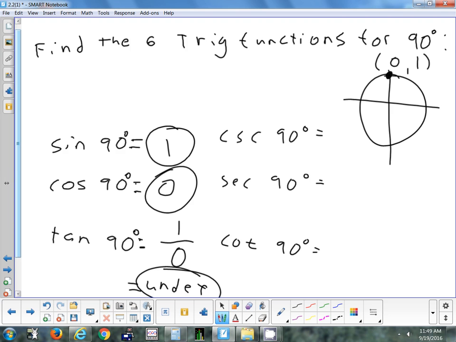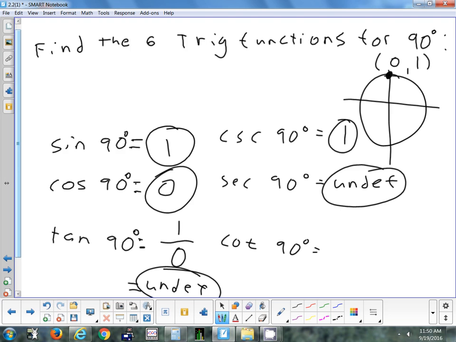Cosecant of 90. How about Kyle? What's my cosecant? 1 over 1, which is just 1. Okay, how about my secant? Anyone think they know? Be careful with this one. We've seen it happen before, but yeah. Paige? Not sure. Yeah, Sam? This is undefined. Can you explain why that one's undefined? Because it's 1 over 0.